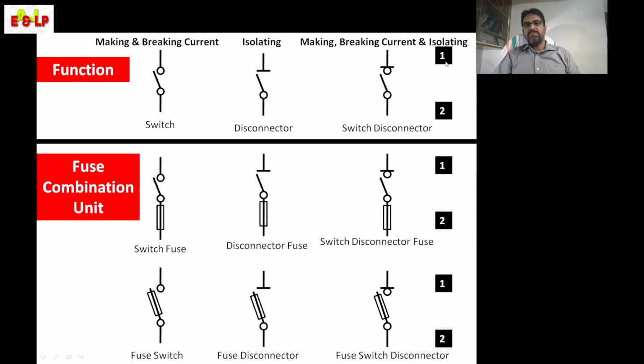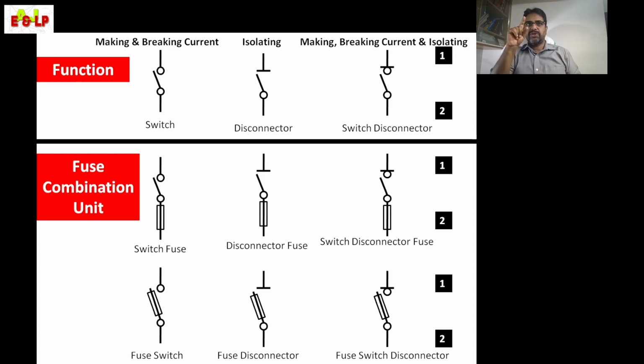Please note these numbers 1 and 2. 1 means the incoming part, 2 means the outgoing part. I already told you what a switch is. Then the disconnector or isolator, which I also told you, is to isolate the circuit. But what is a switch disconnector? It has the properties of both a switch and a disconnector.